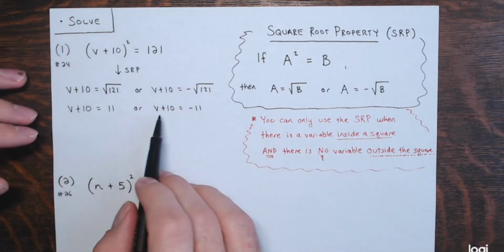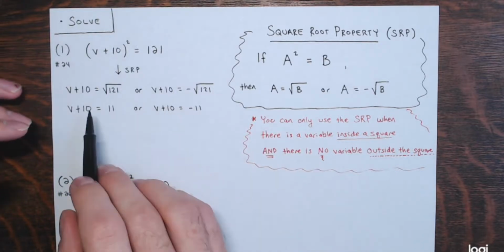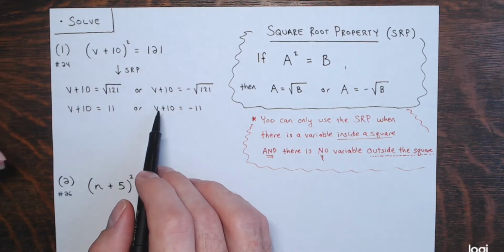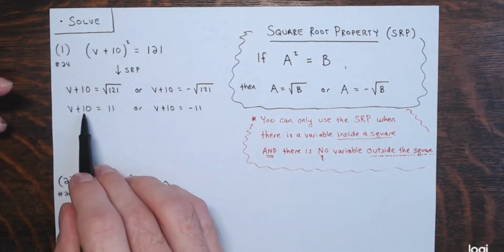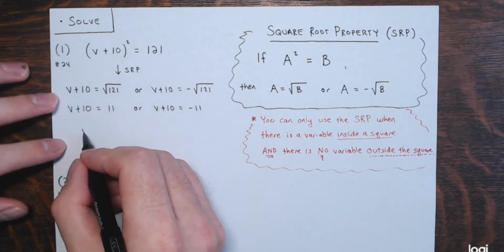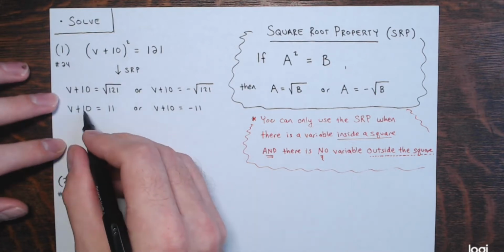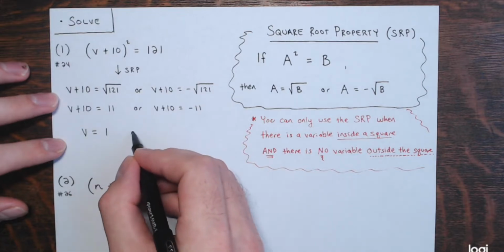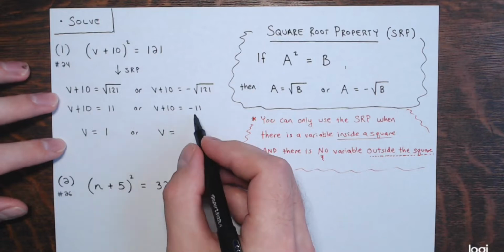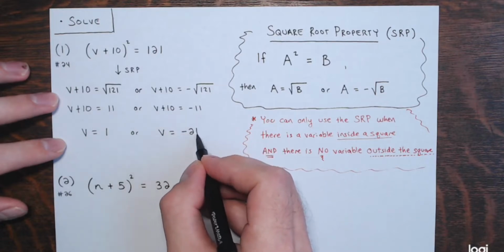And then we solve these for v. Notice that neither one of these has v alone yet, but it would be very simple. I would just simply subtract 10 from both sides. So either v equals 11 minus 10, which is 1, or v equals negative 11 minus 10, which is negative 21.